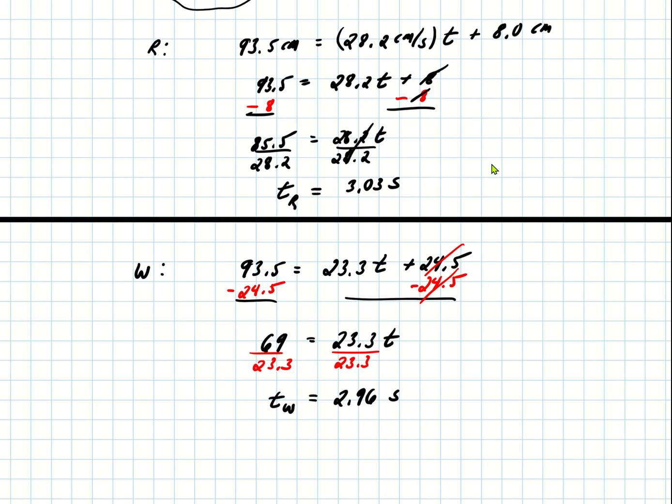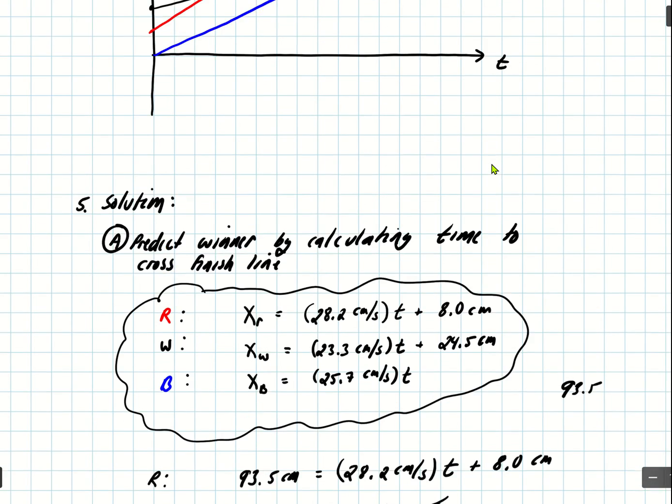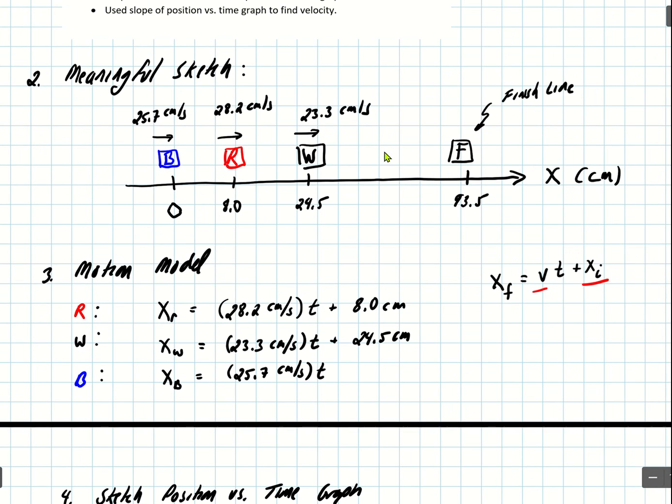And now my next task is to figure out how far behind they are when white crosses. Just go back up here to our meaningful sketch. I'm not being asked what their position is when white crosses the finish line. I'm being asked how far behind the finish line. So what we're going to do is put white's winning time into these two position equations, and that'll tell us where they are in our frame of reference. Then we'll just subtract that from the finish line, and that'll give us the distance behind the finish line.